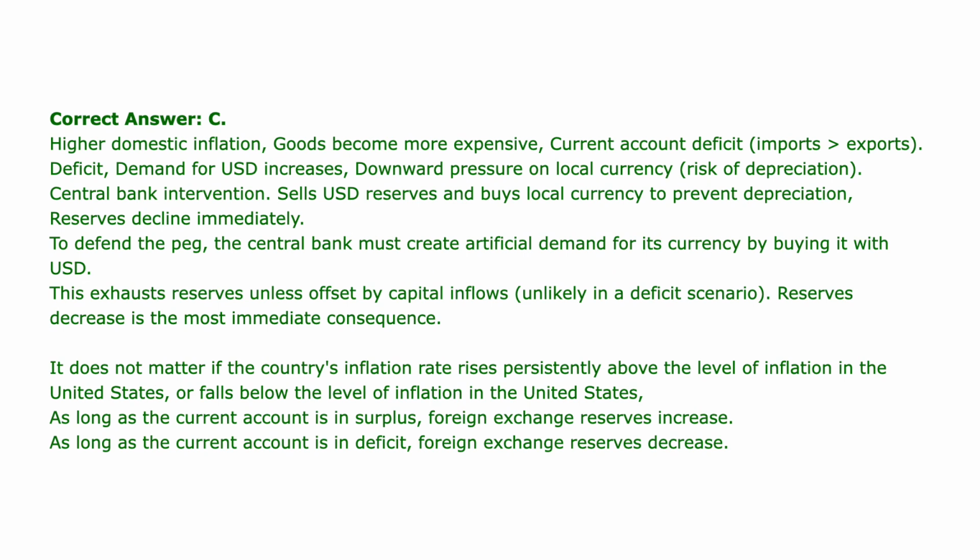With higher domestic inflation and a current account deficit, demand for USD rises, putting depreciation pressure on the local currency. To defend the peg, the central bank must sell USD reserves and buy local currency, which directly causes a decrease in foreign exchange reserves.